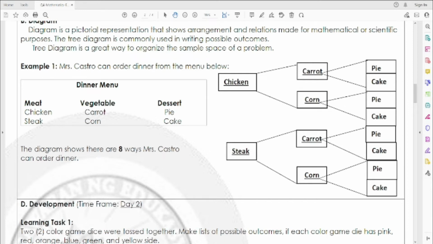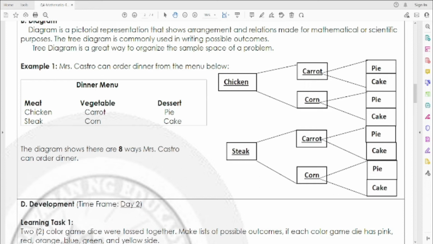Then the carrot can have a pie or cake. Then our corn can have a pie or a cake. So the diagram shows there are 8 ways Mrs. Castro can order dinner with different specifications that she may want. For example, if she orders chicken, then she can choose carrot. Then for dessert, she can choose pie or cake if she wants.